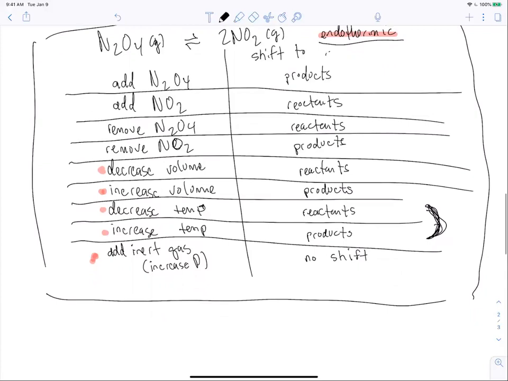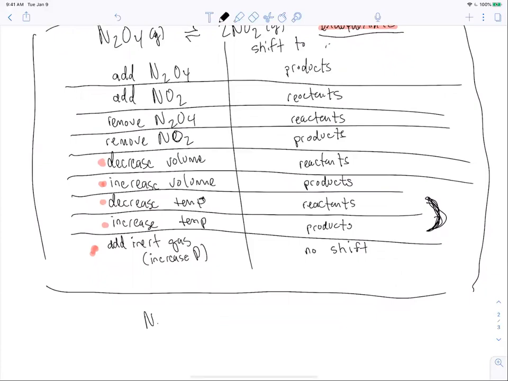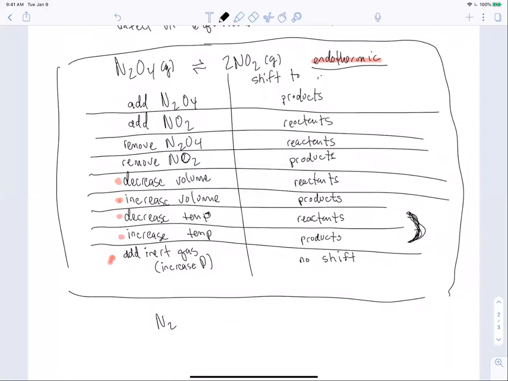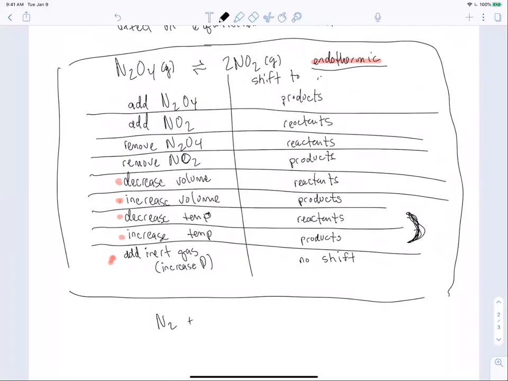If you had another reaction, like the Haber process that we were looking at, this would be a good one to make sure you can fill out one of these tables for.